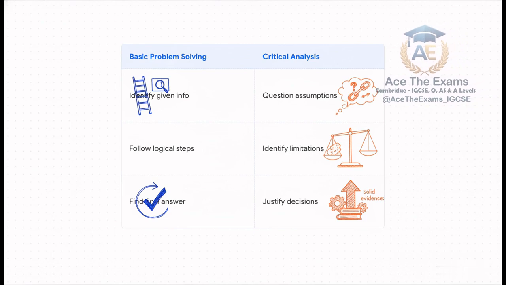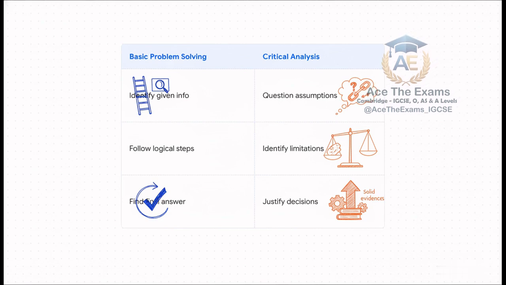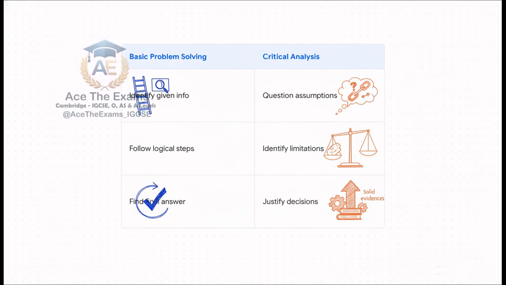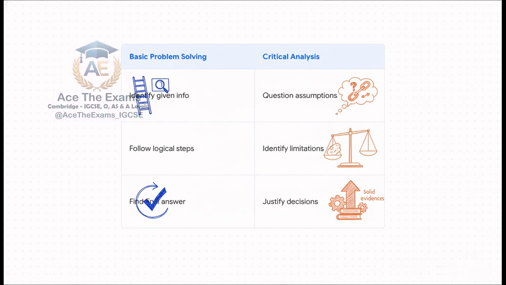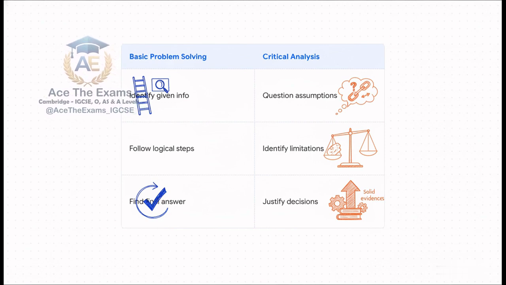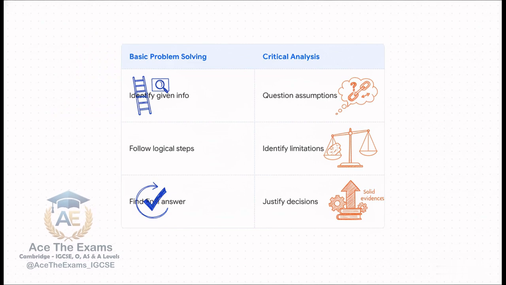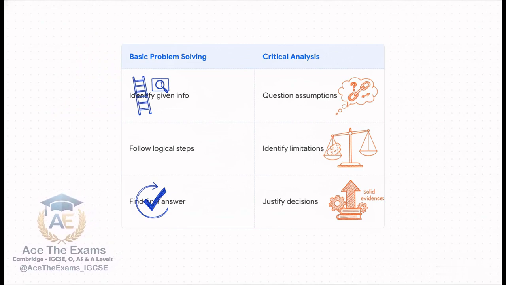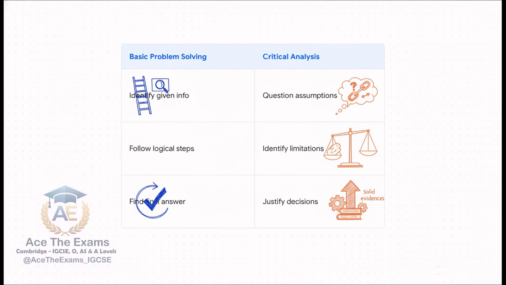But top-scoring candidates go so much further. They demonstrate evaluative thinking. They go way beyond rote application. They look at the scenario, and they question the assumptions made within it. They identify the limitations of the evidence quality, like what if the sensor feeding data into the if-then construct is faulty? They consider alternative interpretations, and most importantly, they justify every single one of their decisions with rock-solid evidence. That critical analysis, that ability to step back and evaluate the very logic you just built, is the absolute hallmark of a top-tier exam paper.